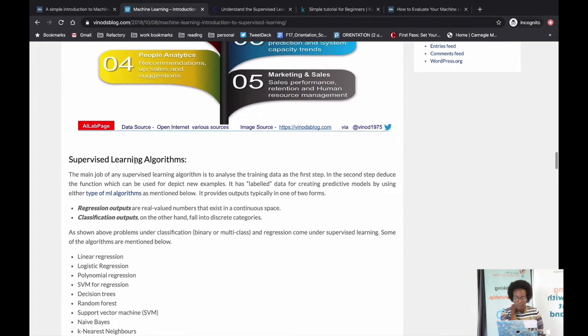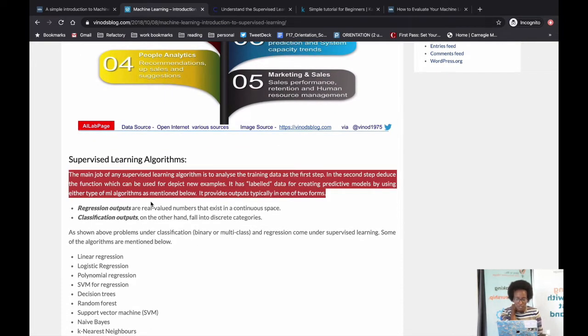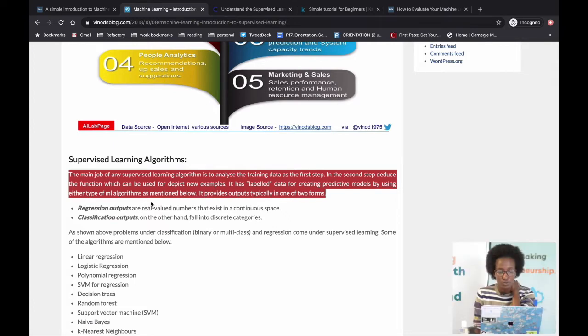The main job of any machine learning algorithm is to analyze the training data as a first step. In the second step, deduce the function which can be used to predict new examples. So in short, the first step is you train your model with training data, and the second step is you use this model on new examples. It has labeled data for creating predictive models by using either type of ML algorithm as shown below.